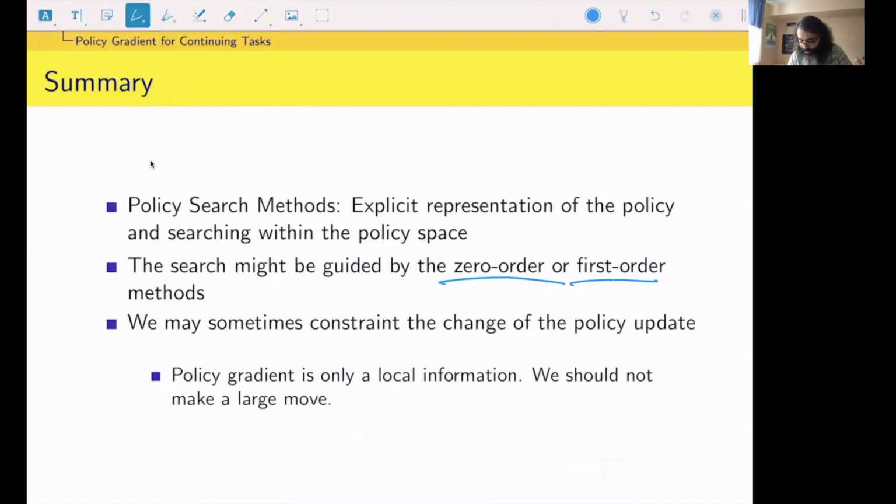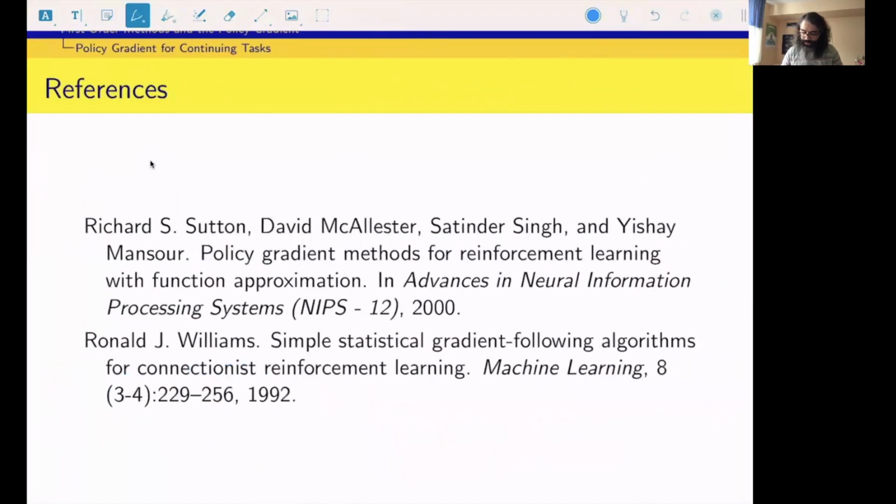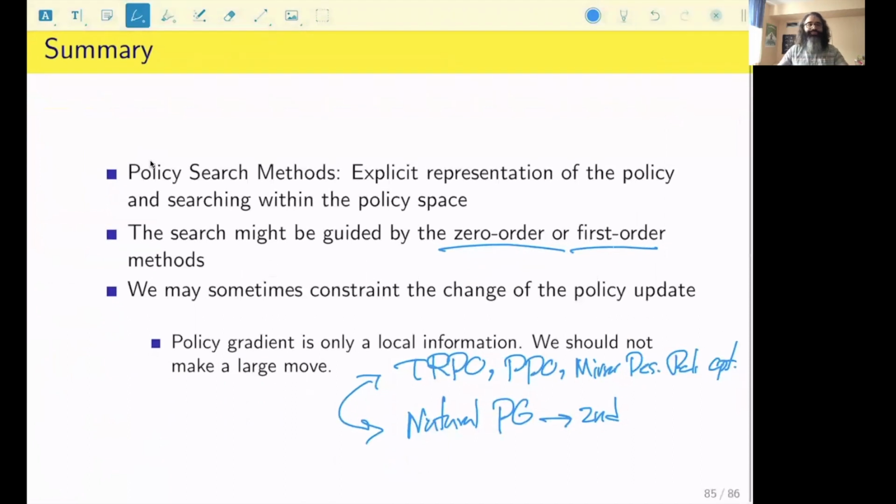So we have TRPO, PPO, and more recently mirror descent policy optimization. There are other methods like natural policy gradient, which looks at second order information. And one can see that many of these things are closely related, like natural policy gradient and TRPO are very similar. I didn't go into these, but there are papers that you can read. The basic idea is essentially, we have the policy gradient, now let's follow it. And these are just references. Okay, is there any question?